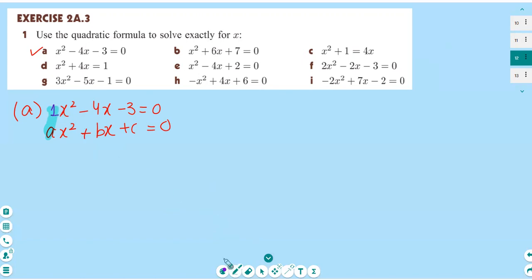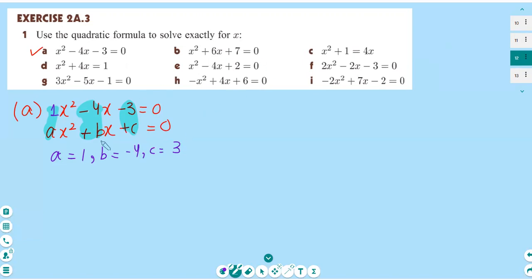And the b is equal to negative 4. Got it? And what about c? C is negative 3. So we can write it as a equal to 1 and b is equal to negative 4 and c is equal to negative 3.